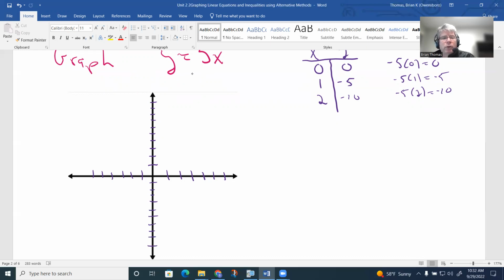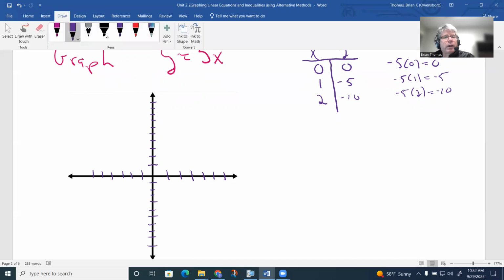So 0, 0, if I was graphing my line here, would just be the origin. 1, -5, so 1, 1, 2, 3, 4, -5 would be about here. And 2, -10, so 2, -10. That's the last mark we did. 1, 2, 3, 4, 5, 6, 7, 8, 9. Yeah, that looks good. So 2, -10. So again, we have 1, 2, 3, 4, -5, -6, -7, -8, -9, -10.